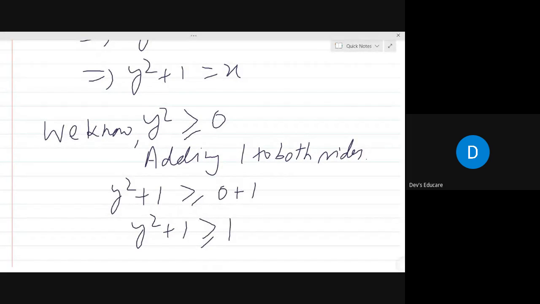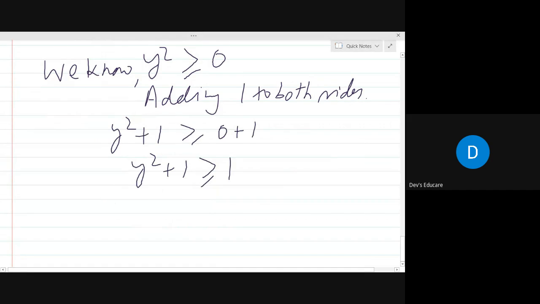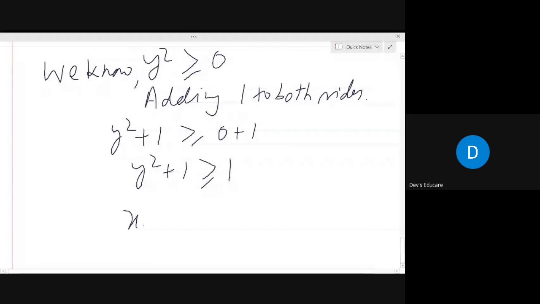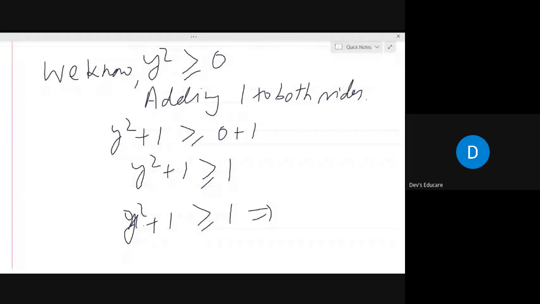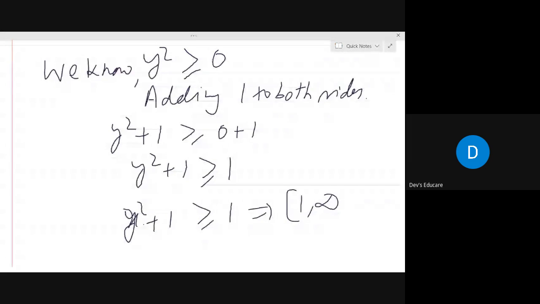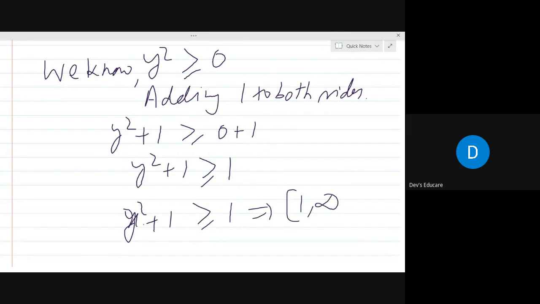So that means the value of x, meaning y square plus 1, is greater than or equal to 1, meaning from 1 to infinity. And we take a large bracket before 1 and a small bracket after infinity. We always take a small bracket after infinity because infinity is not a number. We cannot include infinity at any cost.